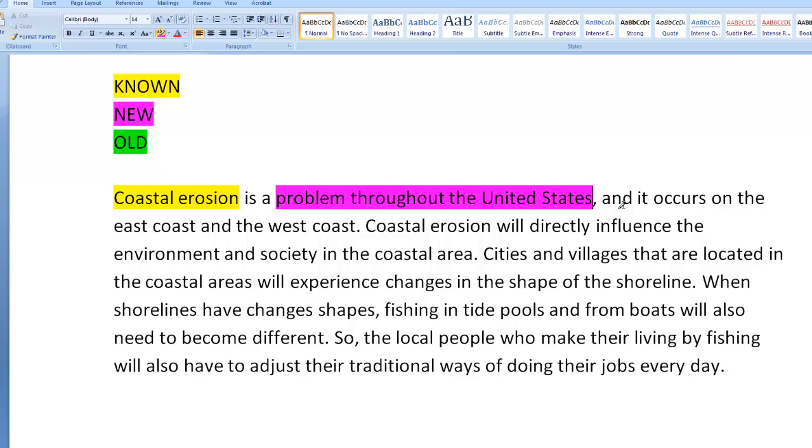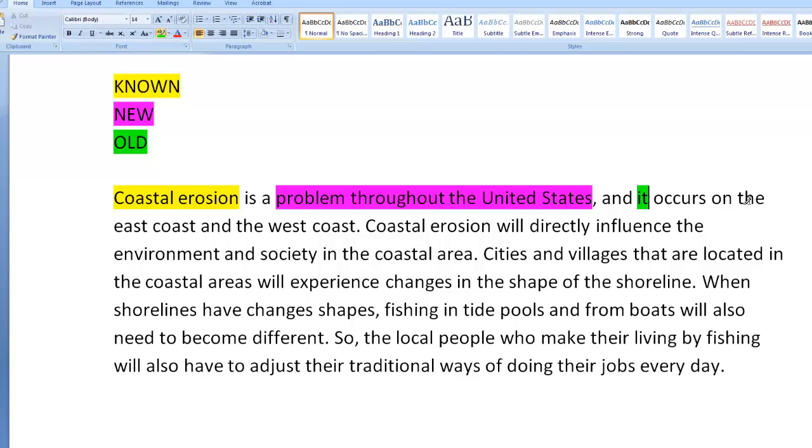So then we're going to look at the next piece of information. Usually the first two are the easiest because they tend to be known and new. So now we have to think a little bit more critically. And it occurs on the East Coast and West Coast. First we want to find our subject, which is it. It is a pronoun, and it's referring to the known, coastal erosion. Since it's only the known the first time that we see it, that means that it is now, if you can guess, old information. So I'm going to give it a green.